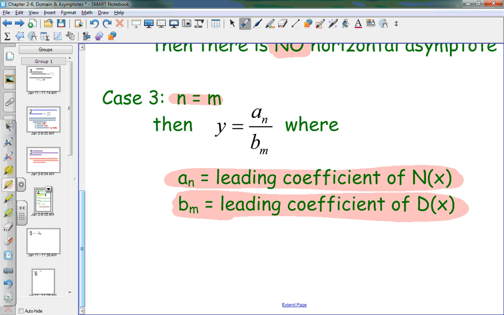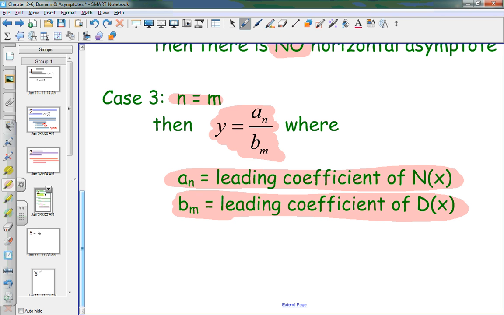Why do they label them like that? I don't know. Are we going to worry about that? No, we're just going to memorize it. Yes? Then you're not going to do well. So I have my horizontal asymptote being my leading coefficient of the numerator divided by the leading coefficient of my denominator.